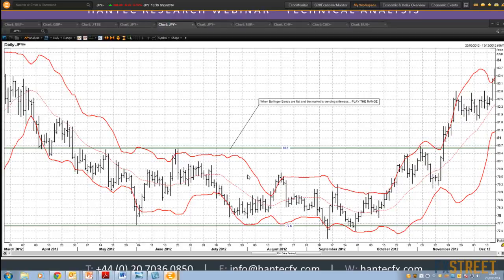Obviously, it doesn't always work, and again, I stress that this is just me looking at Bollinger Bands in isolation, but you'd certainly be looking at other technical indicators as well to help derive your strategy. But certainly, it does tend to work very well, or certainly did here.